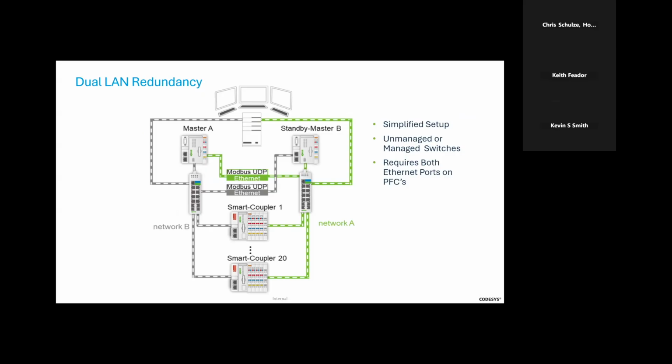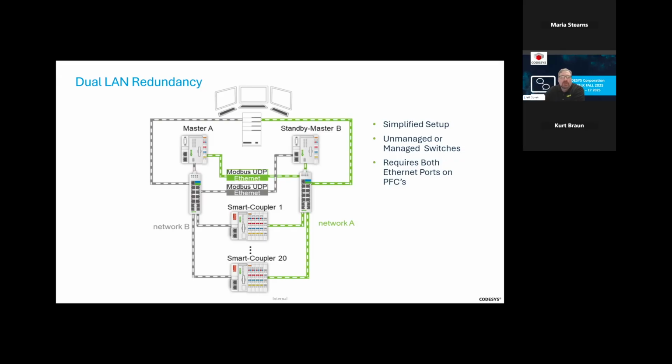You can use unmanaged or managed switches, but if you use unmanaged, it lowers the cost and complexity. However, it requires two Ethernet ports on the PFCs, and now that you've used those two ports, it adds some complexity for interfacing with external systems, since both ports are used up. On the dual LAN system, you can have up to 20 smart couplers.